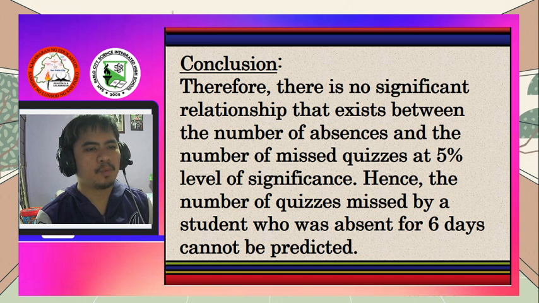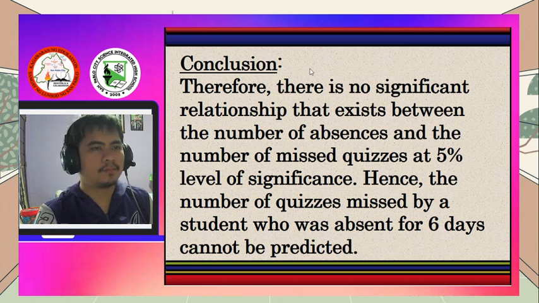Hence, the number of quizzes missed by a student who was absent for 6 days cannot be predicted. So, we cannot make a prediction since no relationship exists between the number of absences and the number of missed quizzes. So, meaning we cannot do the correlation analysis.